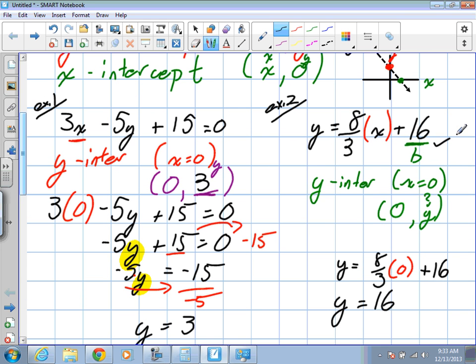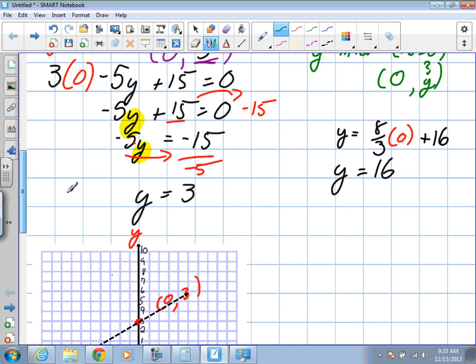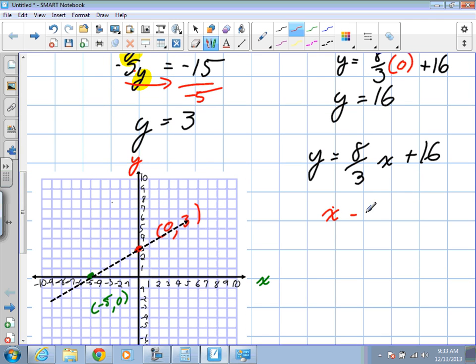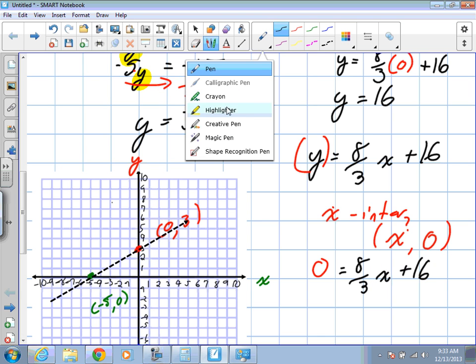Now, a little harder to find x-intercept. We take the exact same equation, y is equal to 8 over 3x plus 16. An x-intercept, did I use the wrong color up there? Oh, I did. Sorry. An x-intercept is when we set y equal to 0. So we're solving for x, and y is equal to 0. So this value we replace with 0. So 0 is equal to 8 over 3x plus 16. I'll then have to isolate for just x.